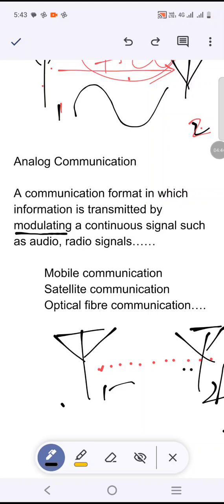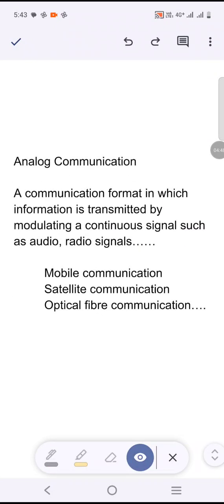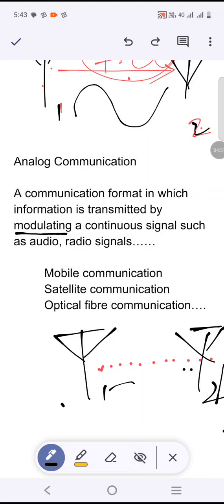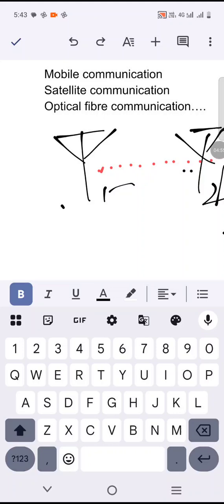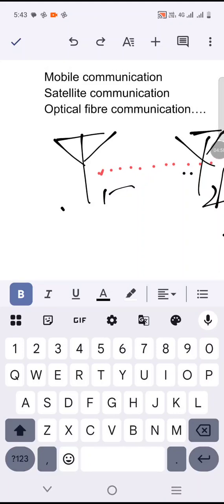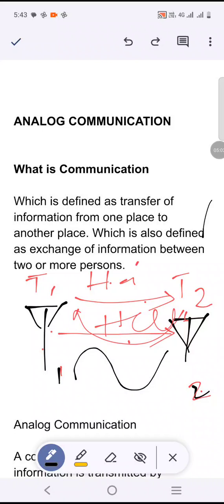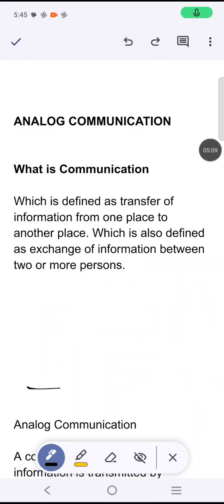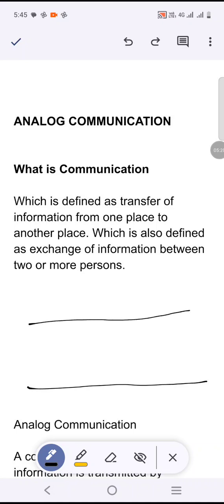Here we have to know what a continuous signal is. A continuous signal is represented with respect to time if the signal is present at all the intervals. Let's suppose this is the time axis. If the signal is present at all the time intervals, let us assume this is the axis. Here I am representing 0, 1, 2, 3, 4 and 5. This is the time interval.